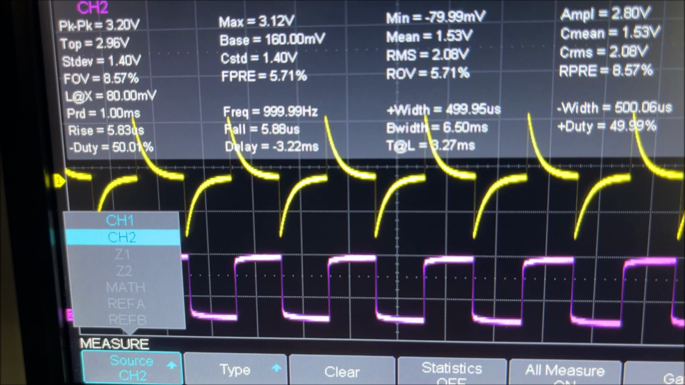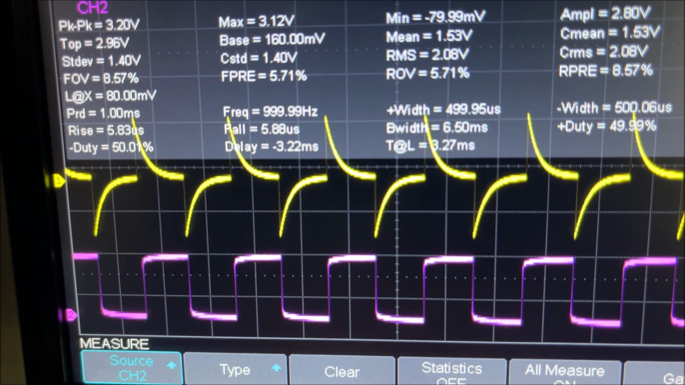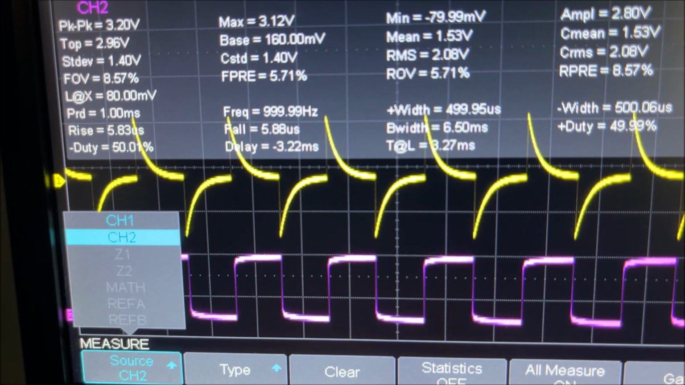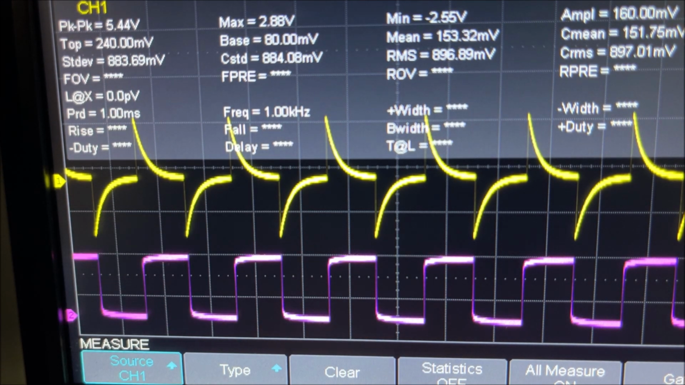All right, here we are at the scope, and channel 2 is the purple one, and it says that it's 3.2 volts, and then we'll see what it looks like over here. We'll go up to channel 1, the yellow, and that's 5.44, so yeah, it's fairly close. But you can see that the peaks are a little higher than the square wave anyway, and so that's good.